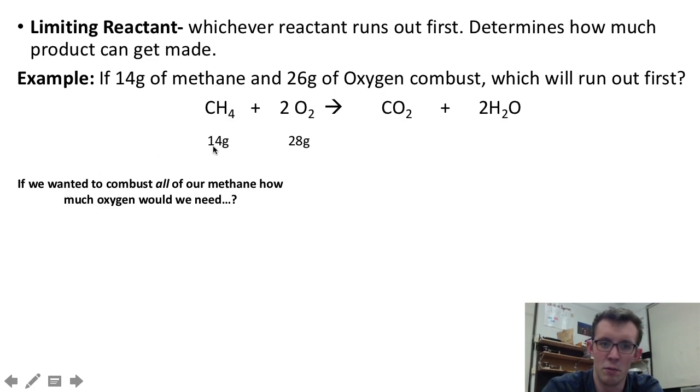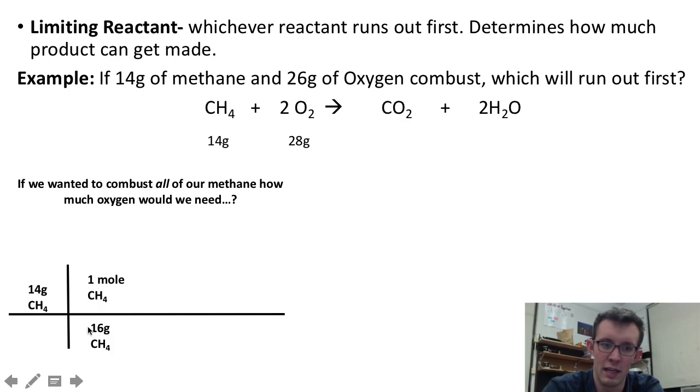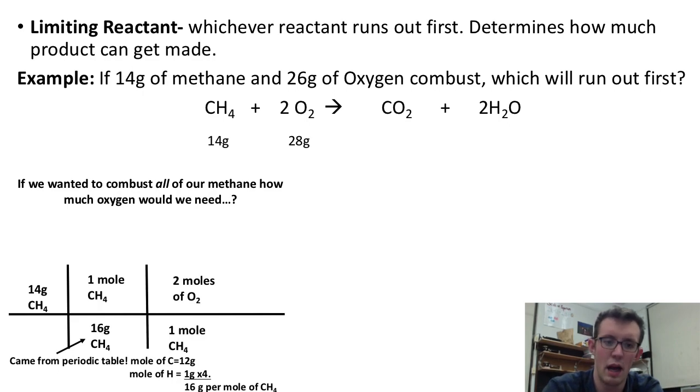So to do this, we'll just consider each of our reactants in turn. We'll start with methane. In each mole of methane, there are 16 grams of methane, which we get from the periodic table. Then we know that for each mole of methane, we're going to need 2 moles of oxygen molecules, 2 moles of O2. And that information just came from our reaction. We can see up here that for every molecule of methane that we're using, we're going to need 2 molecules of oxygen. Therefore, 1 mole of methane would require 2 moles of oxygen molecules.